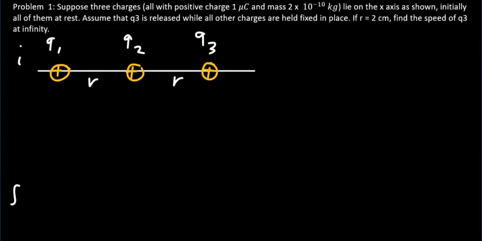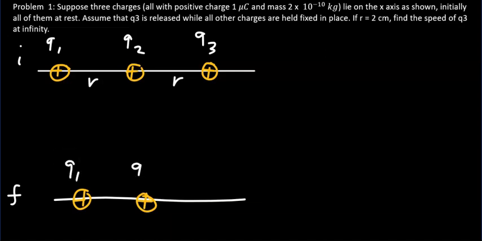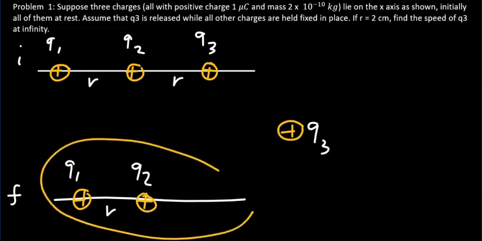After, or the final state, is where the two charges, Q1 and Q2, are still as before. So that is Q1 and that is Q2, separated by distance r. And Q3 is at some infinite distance from these two charges, and it is moving with some speed v, and that is the speed that we want to determine.